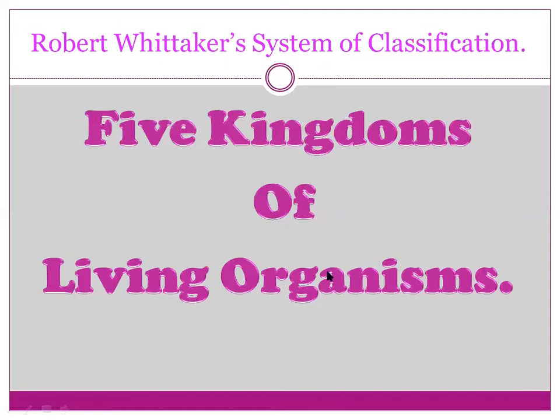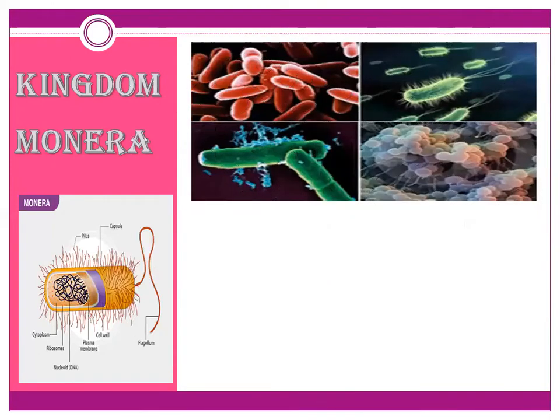Okay, now we will quickly go through the kingdoms that were established by Whitaker. The first one is Kingdom Monera. Now we will quickly go through what type of living organism will be placed in that specific kingdom. Again, I am repeating, kingdom is the broadest category of classification, and the basic unit of classification is species. So we are starting from kingdom because it is very important.